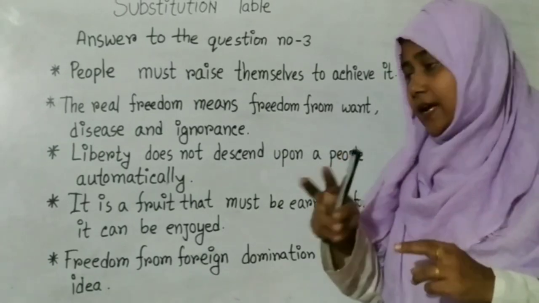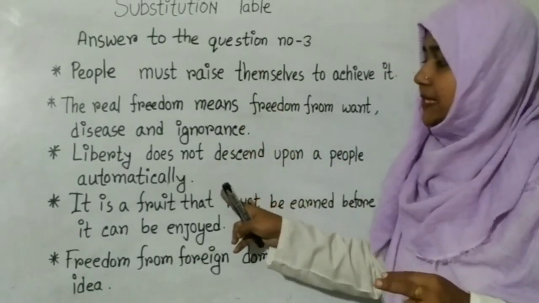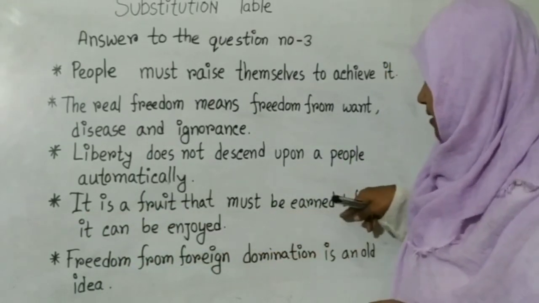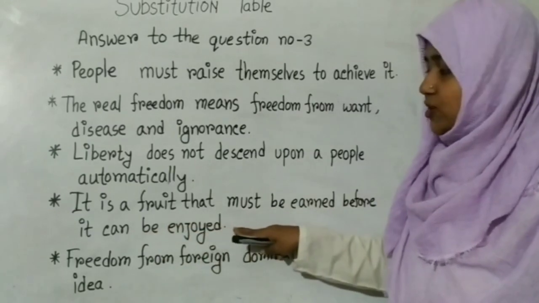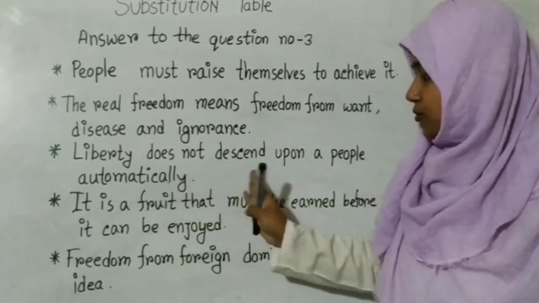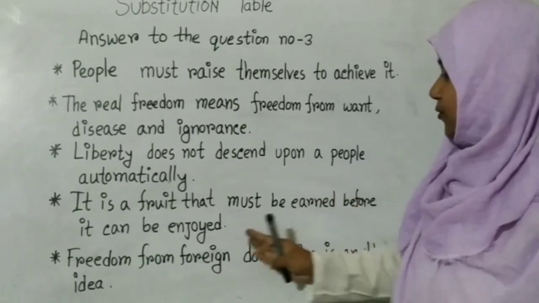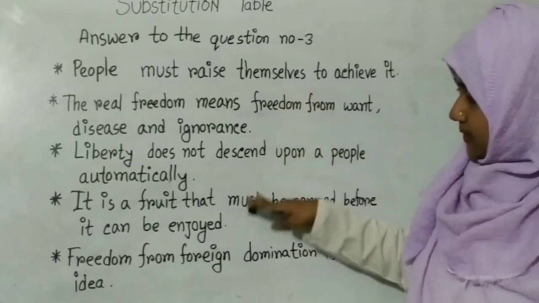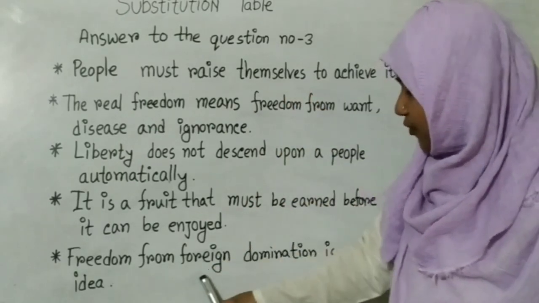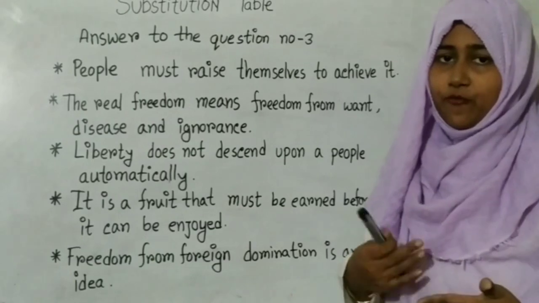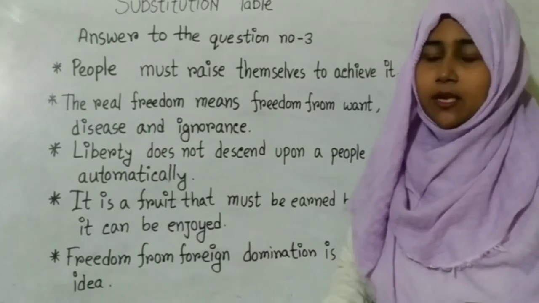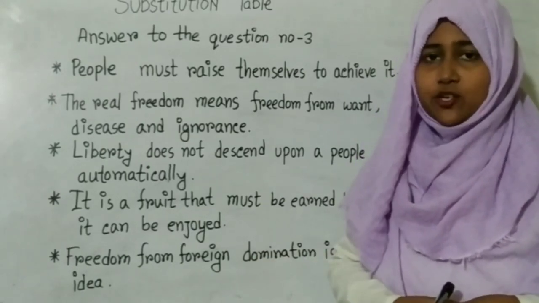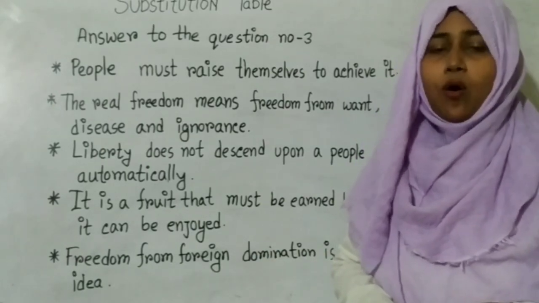Next, maintaining this sequence, the fourth line: it is a fruit that must be earned before it can be enjoyed. At first, you should earn liberty and then you can enjoy it. And maintaining this sequence, the last one, that is freedom from foreign domination. It is not a contemporary idea or a new idea. Freedom from foreign domination is an old idea.